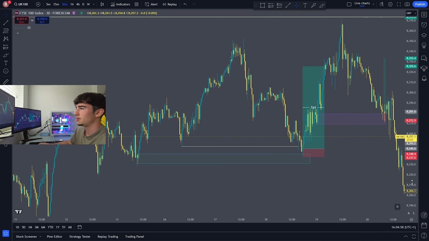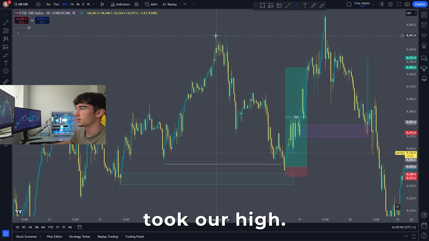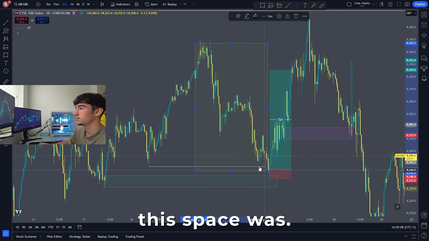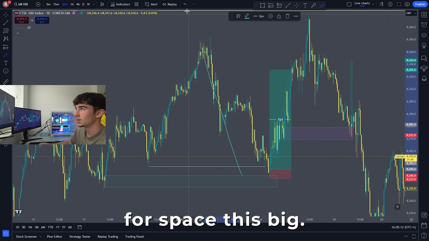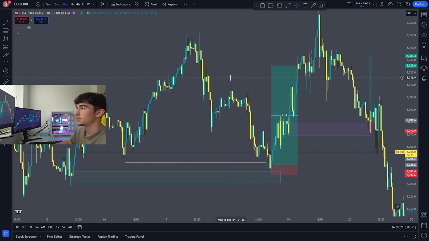So this was an A+ because very simply, incredible liquidity right here, a very obvious low, which clearly took out the high. It moves very direct for how big this space was, right? It's never going to move in a complete straight line for a space this big. So for it to come down in just 2 very simple legs, that was very direct movement, and that was great for us.